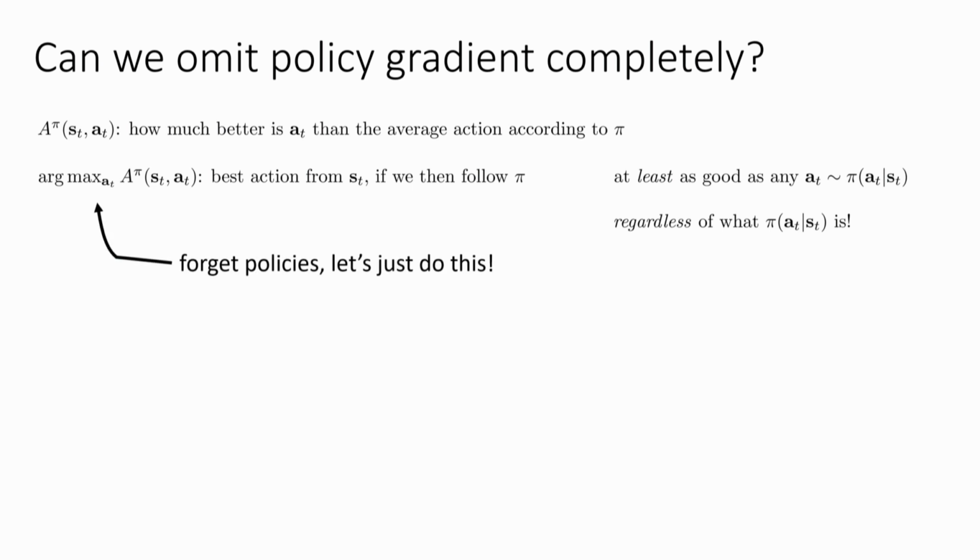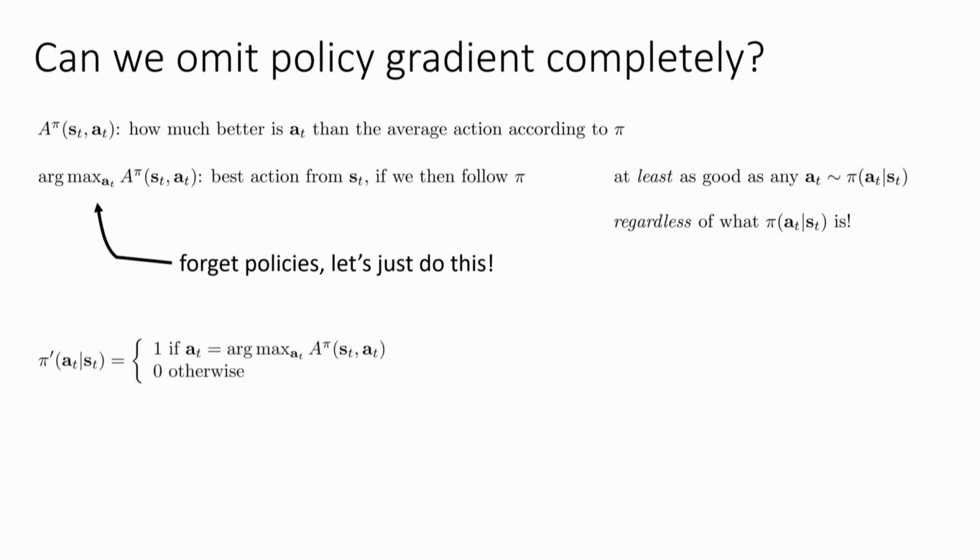So then we could say, well, let's just forget about explicitly representing policies. Let's just do this. Let's say that our policy is the argmax. And all we really need is some way to estimate the advantage. Because if we can estimate the advantage, we can recover the policy using the argmax. And if we use that argmax at all states and all times, then we can only do better. We cannot do worse.